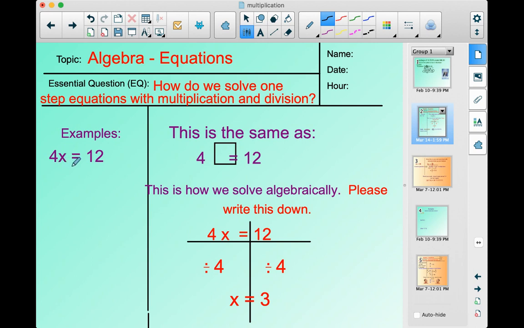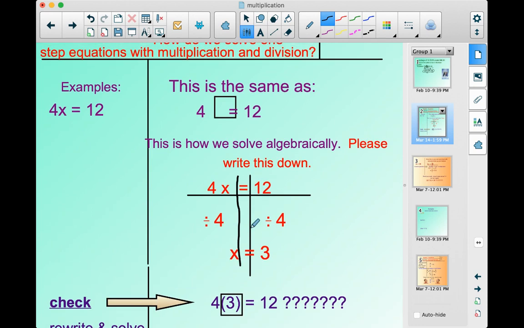And then my goal is going to be to find, what would that number be? What number would x stand for in this case? So 4 times something equals 12. We want to figure that out. The way we solve that algebraically, again, is we write the equation and underline it. I call this train tracks. It looks kind of like a train track.